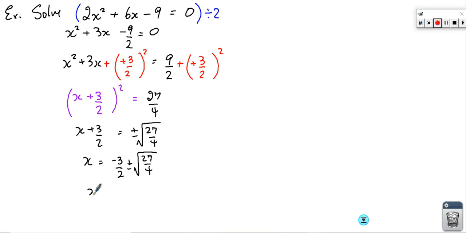My two solutions, which are minus 3 on 2 plus the square root of 27 on 4, and minus 3 on 2 minus the square root of 27 on 4. Then you can use your calculator to write your answers correct to 2 decimal places. So that was our first example. As you can see, if you follow the steps, these are always the same, so it won't be that difficult. Let's work out another example.